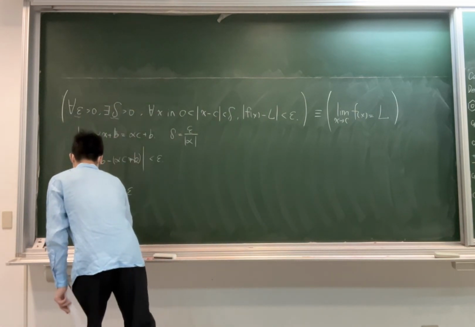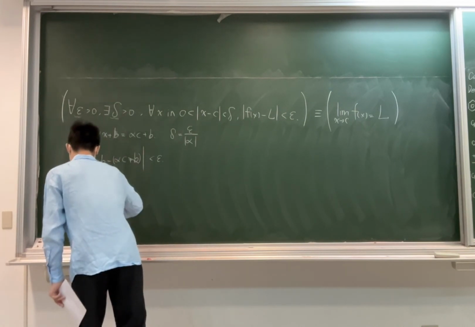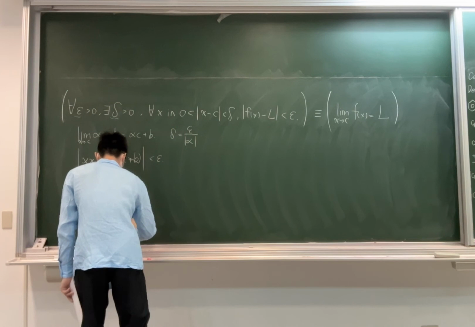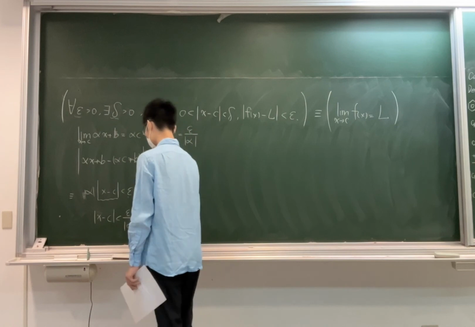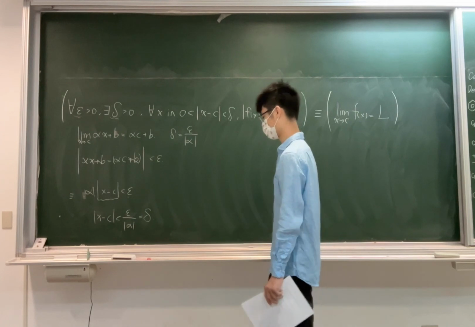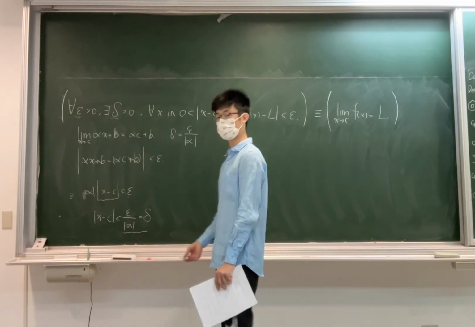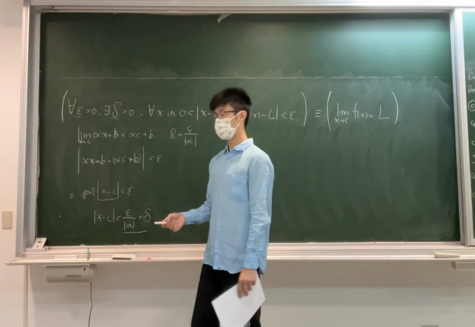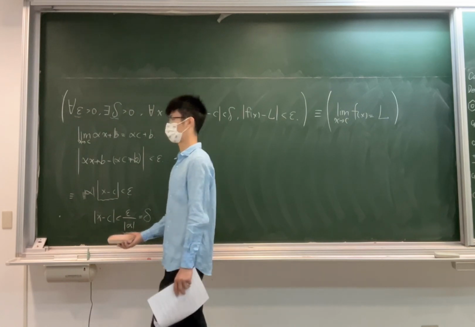Then we want this part to be less than delta. So we can divide the absolute value of alpha for both sides, x minus c, which is less than epsilon over the absolute value of alpha. Then we can take this to be delta. So here we have the conclusion that if you have a linear function, then the delta will be epsilon over the absolute value of the coefficient of the x.